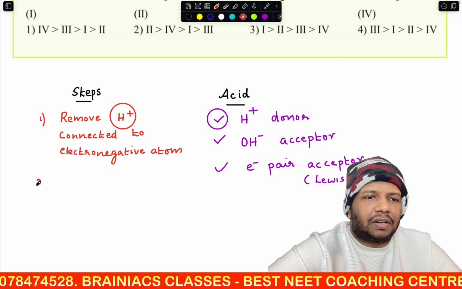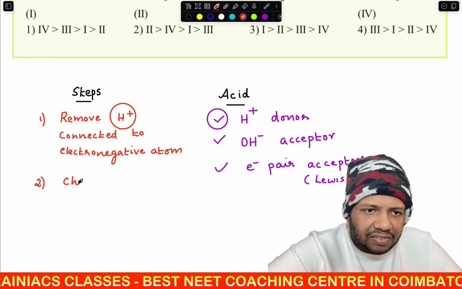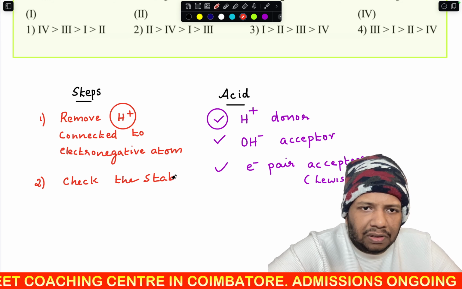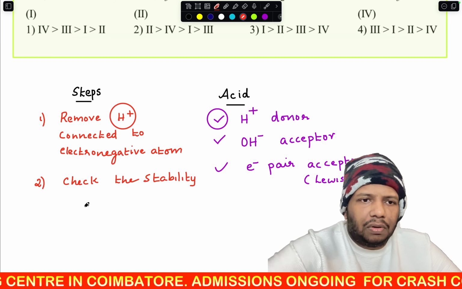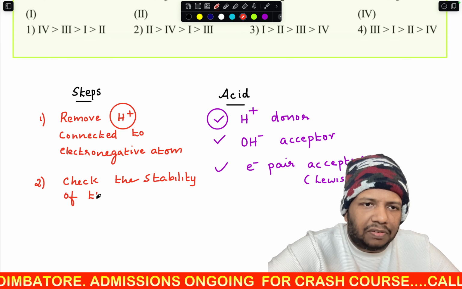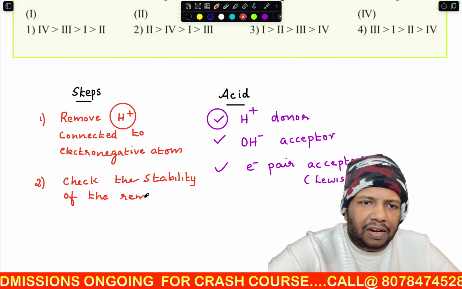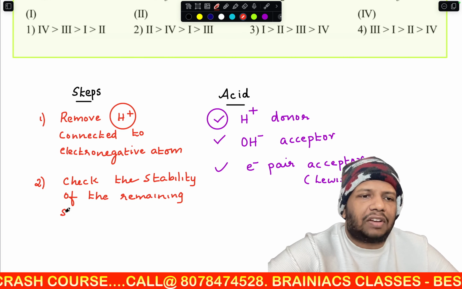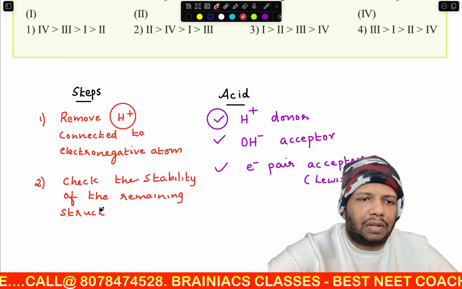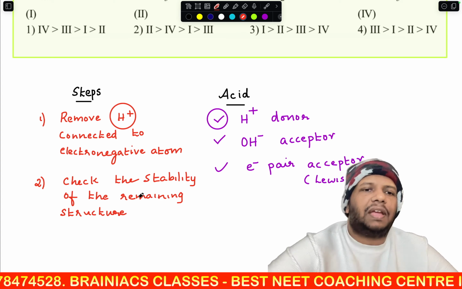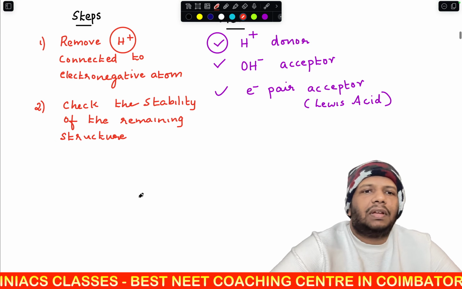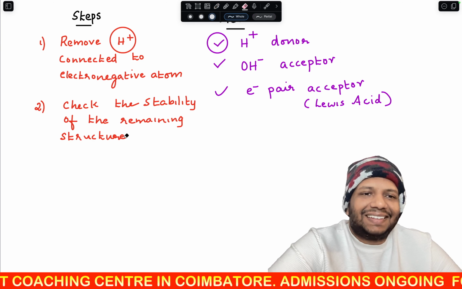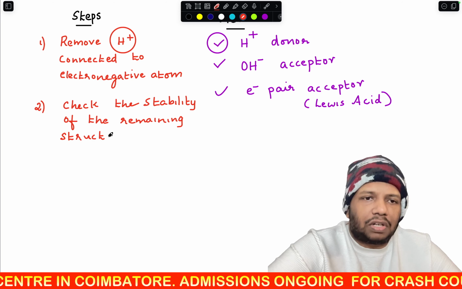Now, what is the next step, sir? Check the stability of the remaining structure. Remaining structure means once the H plus is removed, you have a remaining structure standing there. You need to check the stability of that structure. That is the second step. I can show you examples, so don't worry.